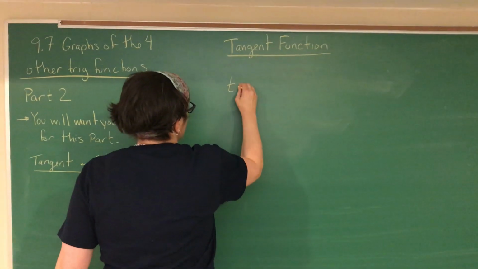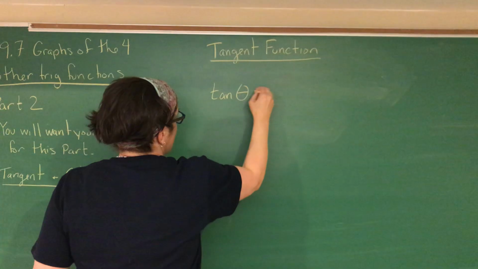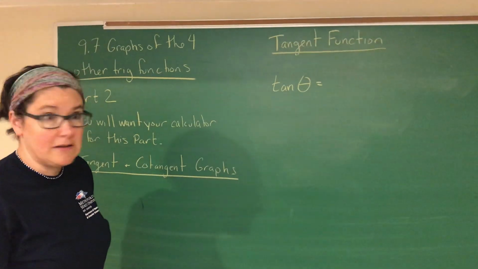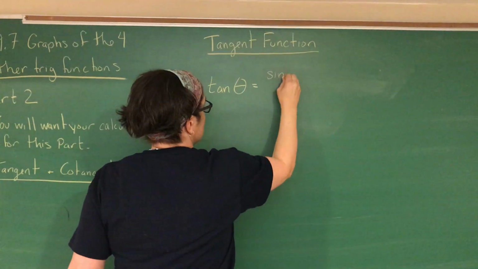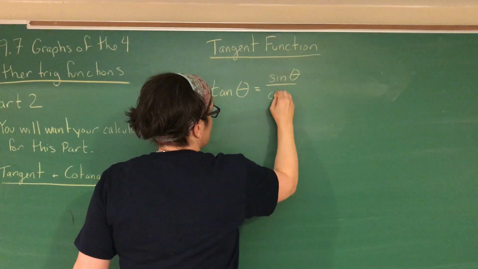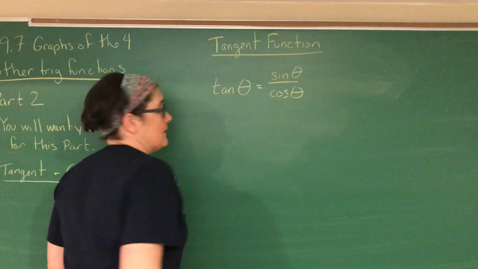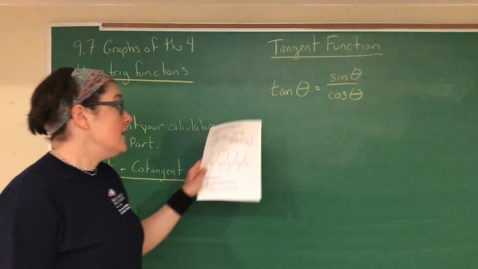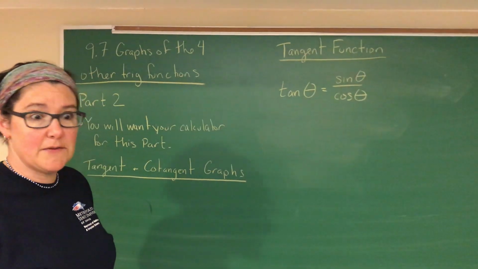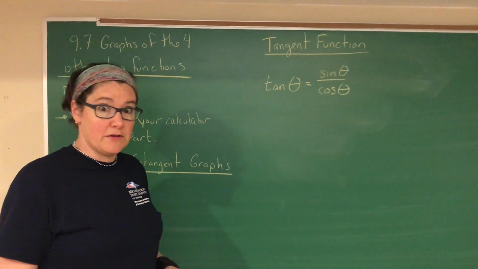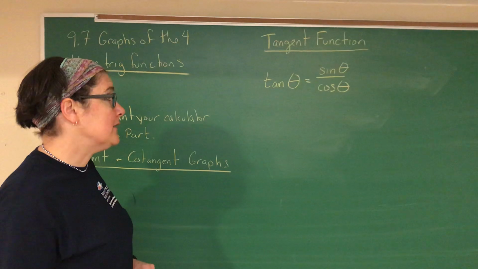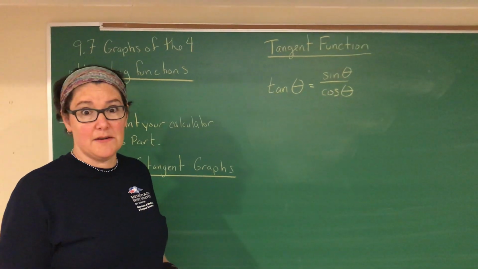One piece of information that we need is the quotient identity that we talked about in the last video. So we talked about how tangent of theta is equal to sine of theta over cosine of theta. Okay? And this piece of information is going to help us to figure out where this particular graph has zeros, in other words, where this graph crosses the x-axis, and maybe some places where this graph is going to be undefined.